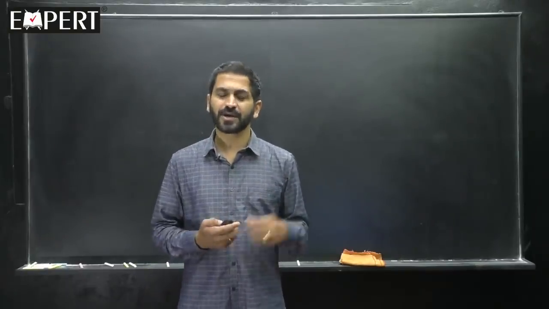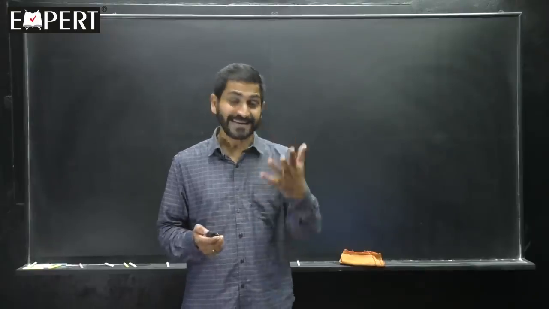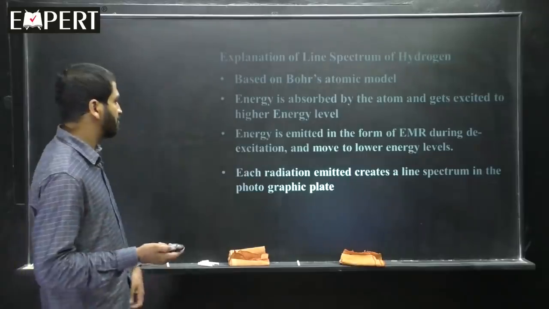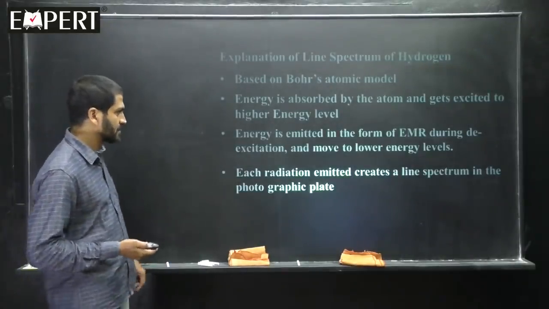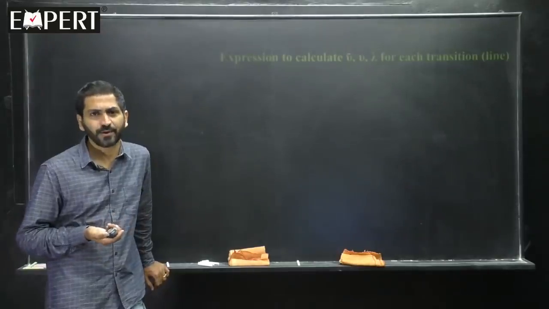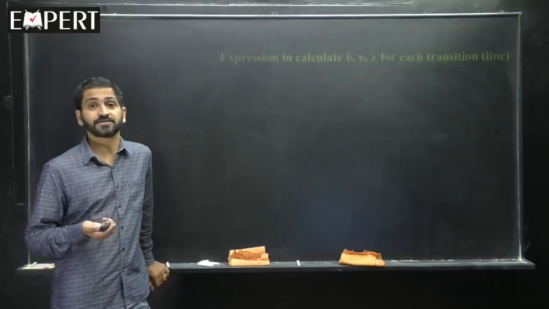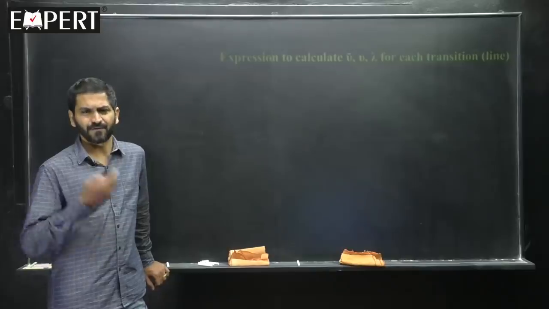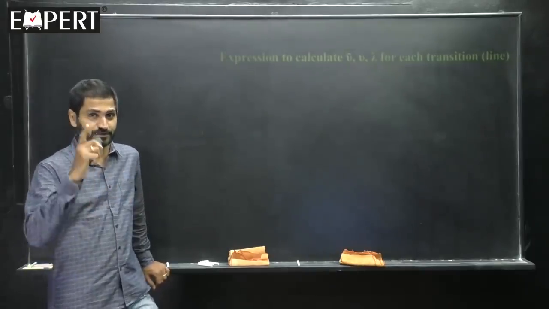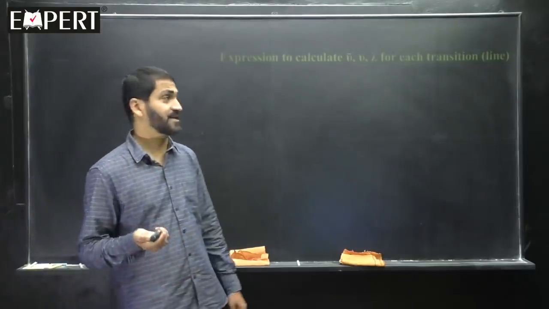And I gave you the expression to calculate wave number, frequency and wavelength. Really important questions would be asked, and we discussed numericals also. So these are the points that we discussed yesterday, correct? And then I gave you different expressions to calculate wave number, frequency and wavelength for hydrogen-like species. Bohr's atomic model is only applicable to hydrogen-like species.